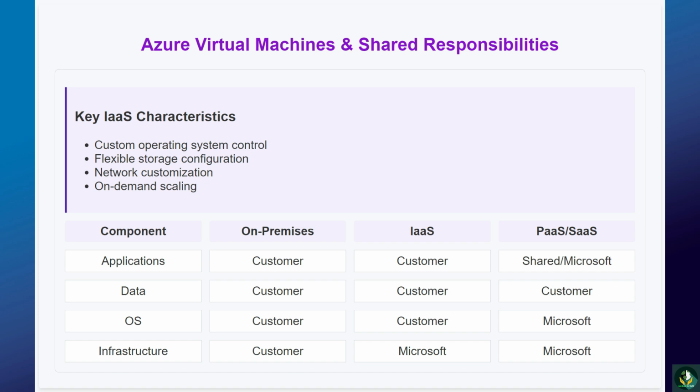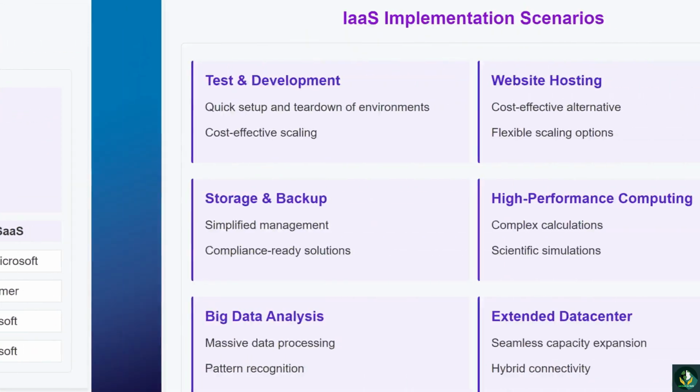This arrangement differs significantly from both traditional on-premises deployments, where organizations manage everything, and platform as a service (PaaS) or software as a service (SaaS) models, where Microsoft assumes greater responsibility for the technology stack. In the IaaS model, customers maintain the flexibility they need while offloading the complexities of physical infrastructure management to Microsoft.